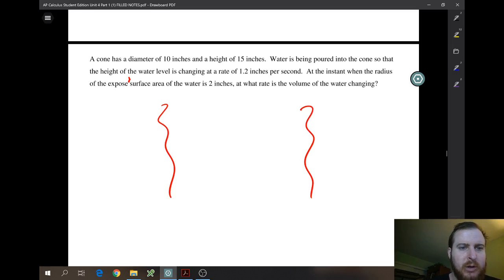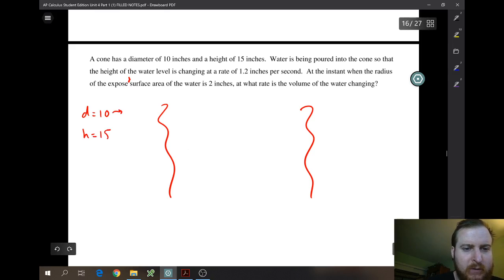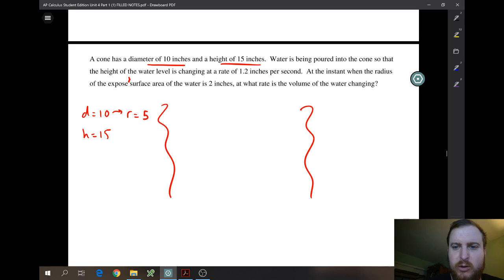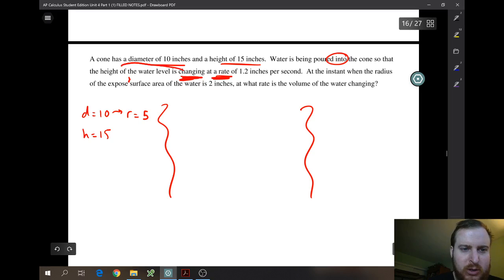I'm setting this up. So a cone has a diameter of 10 inches and has a height of 15 inches. Now, this is something we want to get used to: diameter we're really never going to use. We always want to change it over to radius. So the radius is 5. All of our formulas on the formula sheet have radius. They don't have diameter. So we always want to divide by 2 to get that radius. So the diameter was 10, the height was 15. Water is being poured into the cone, so it's positive, so that the height of the water level is changing. Changing is a keyword, and rate is a keyword. And what's changing is the height. We want to go back and see what was that the rate for.